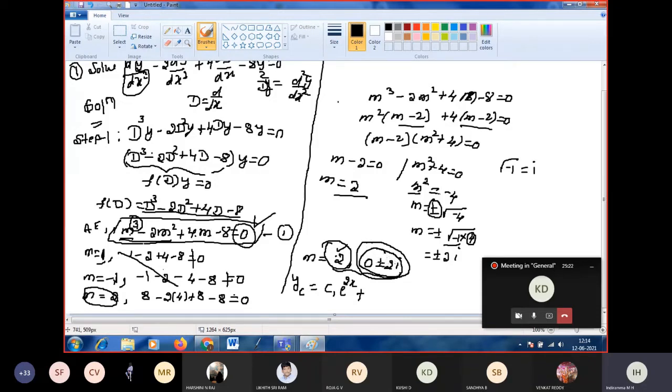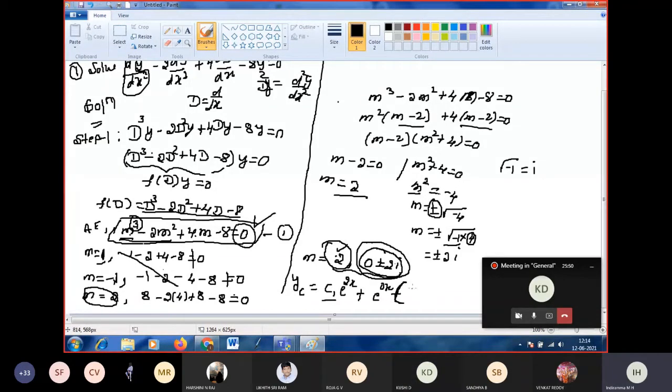Okay, use case 3, and tell me how you will write yc for p plus or minus iq. e to the power of p x, not 2x, 0x. Correct? p plus iq, e power px. Correct?